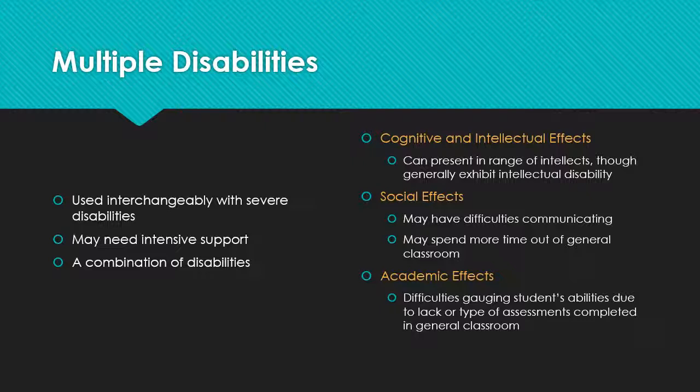So multiple disabilities, that basically just means that there is a combination of disabilities going on, and a lot of times that means there are severe disabilities that affect not only physical abilities, but also intellectual abilities. There can be problems communicating, and the student might spend more time out of the classroom. And academically, it just may be difficult to understand where the student is at in regards to academics.